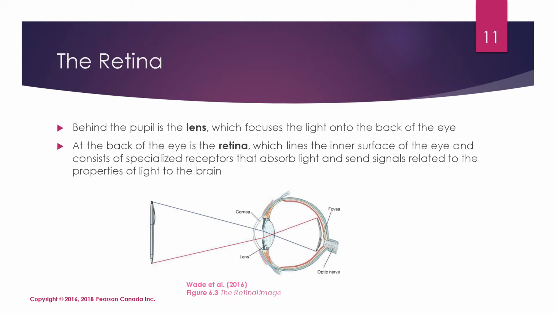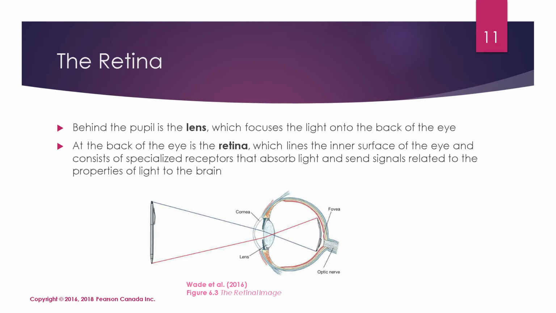Then we have the retina. So the retina is basically right at the back of your eye. Once the light enters through the pupil, it then hits the lens, which is just behind the pupil of your eye, and it focuses the light onto the back of the eye. At the back of the eye is a surface called the retina.